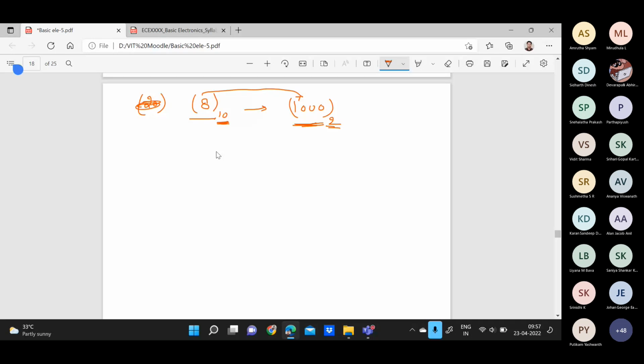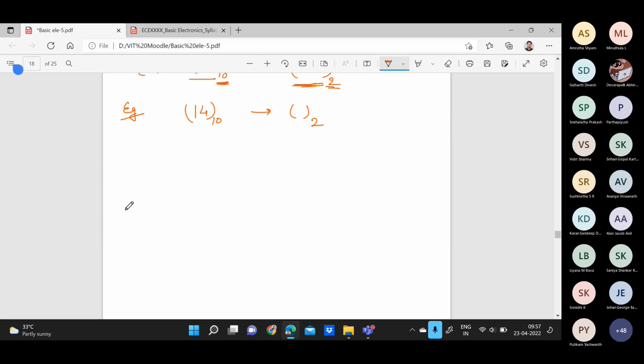So what is the procedure here? For example, suppose 14 is our decimal number, and I want to convert it into the binary number system. This is my first question. So what is the procedure? You have to take the decimal number here, and the base you need to convert to, you have to write down here.